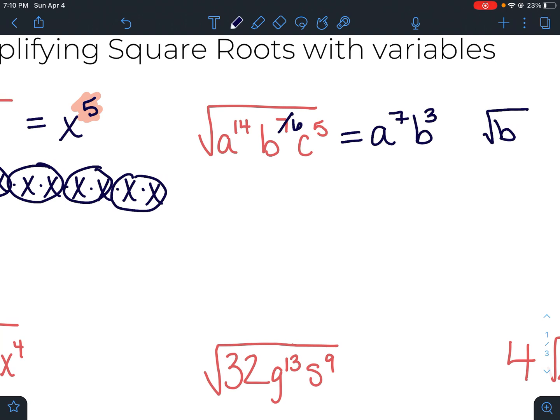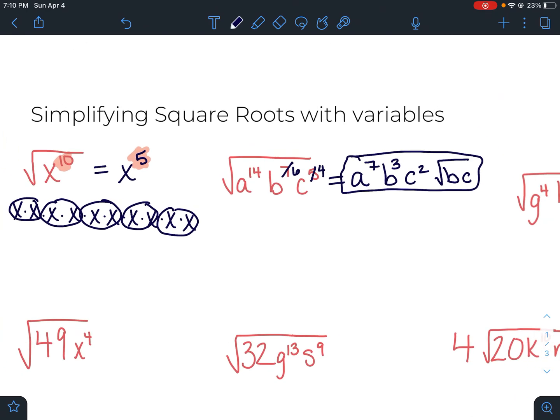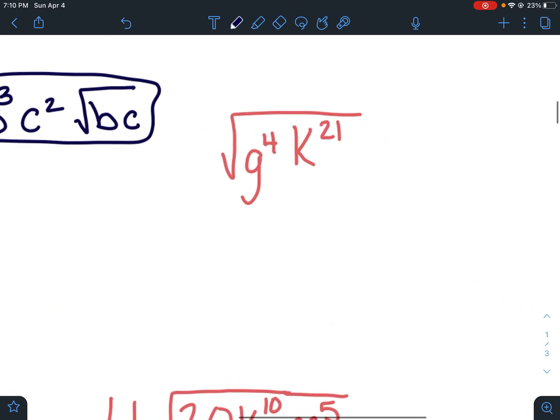Let's do that again. C to the 5th. Again, not divisible by 2. So I'm going to take 1 out. I'm going to put it back inside. C to the 4th is just c squared. That's my final answer. Done. When you're reducing that number, make sure you're putting it back inside the radical.